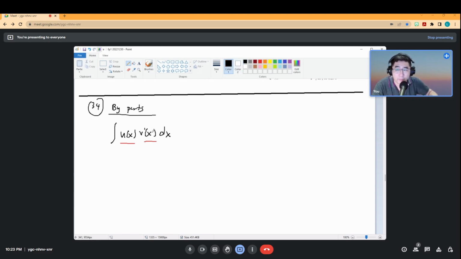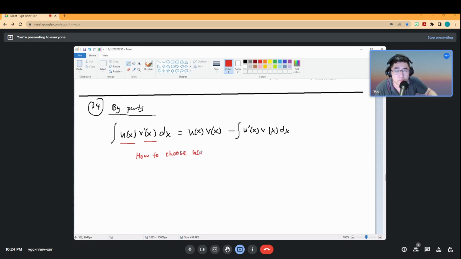So by parts, when you want to solve this, we can rewrite it in this form: u times v minus the integral of v prime, u prime v. But since this u and v prime can be in any form, ln, poly, trigo, e, inverse trigo, how should we choose what to do? We actually have a process of the order.